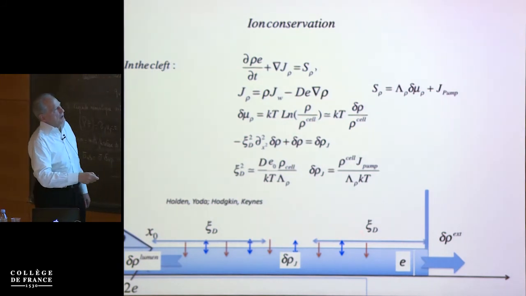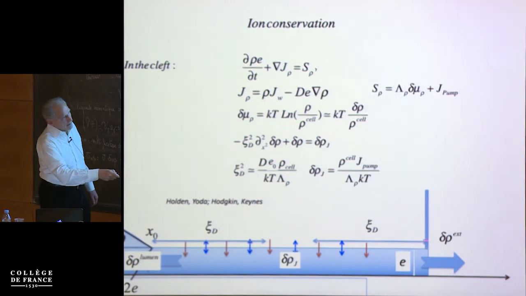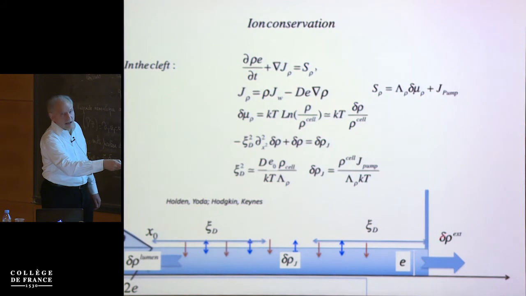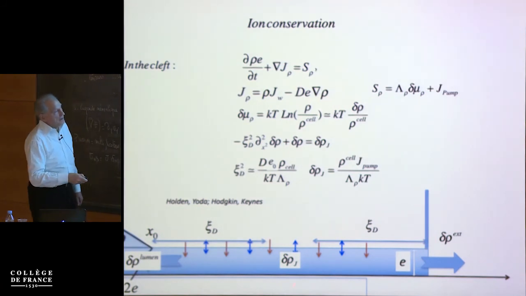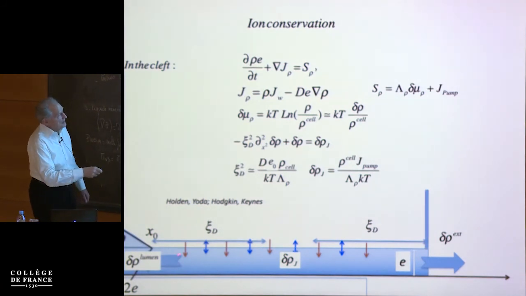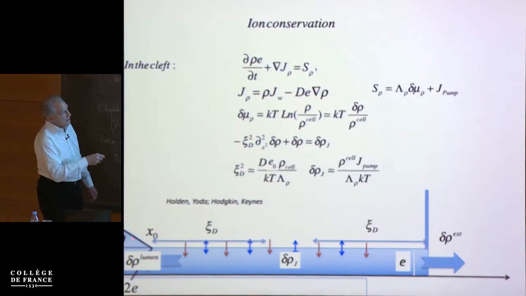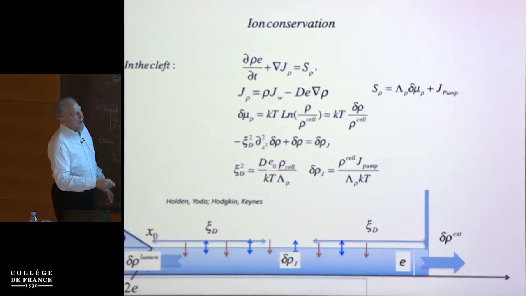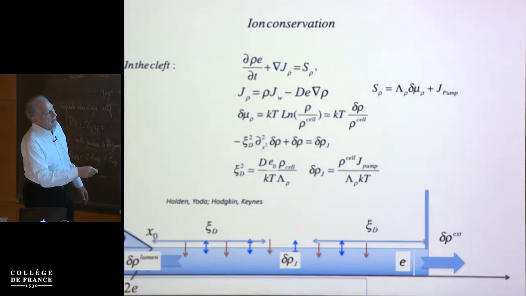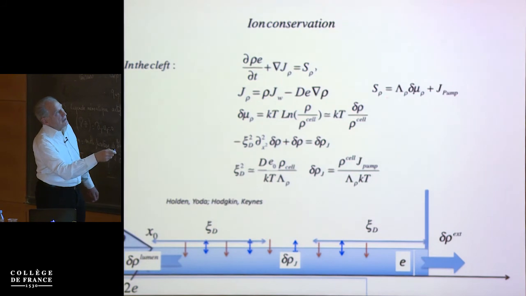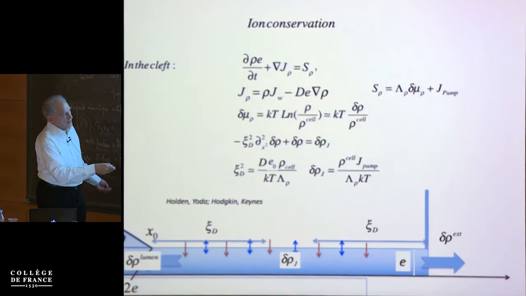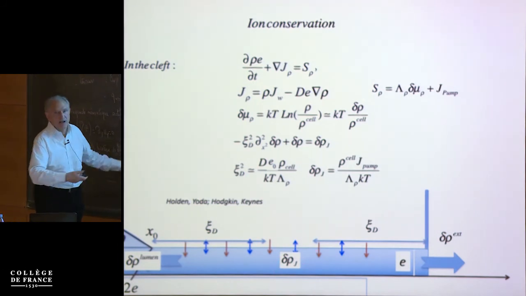And so within that region here, you can feel the influence of the external ion density. And in that region here, you can feel the influence of the ion density in the lumen. And here in between, it's entirely controlled by the pumps and the channels. And this is entirely controlled basically by how many pumps and channels per unit area you have.